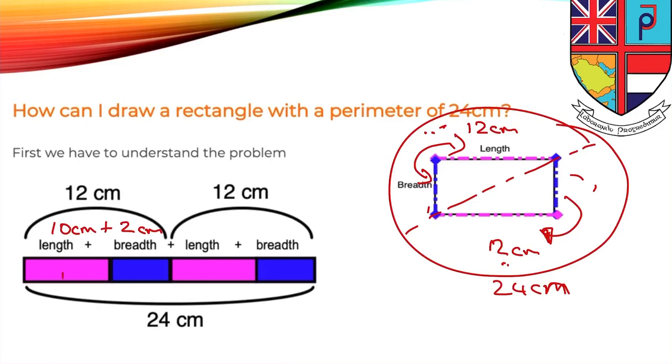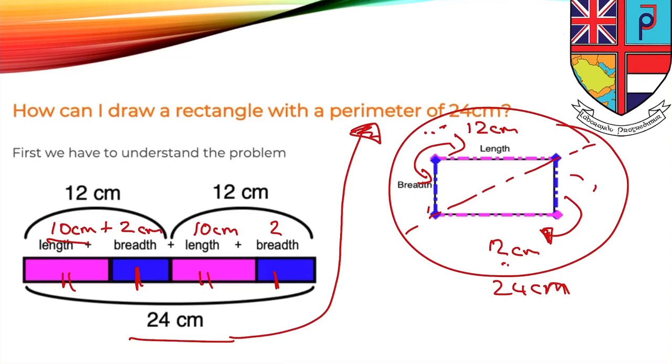Okay, so we know this half will be 12. Therefore, the opposite lengths will be equal. So if this length here is 10, this length will also have to be 10. But if the breadth here is 2 centimeters, this then will also have to be 2. Because remember, opposite sides are always equal in a rectangle. So therefore, we've got 12 on each side. Then we've worked out that each length and breadth will have two numbers which add together to make 12. And then once we've doubled 12, we've got 24, which is our overall perimeter from the question. Okay, so that's one way.